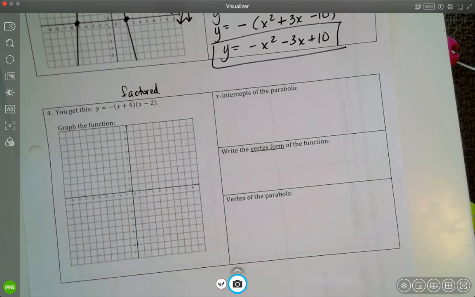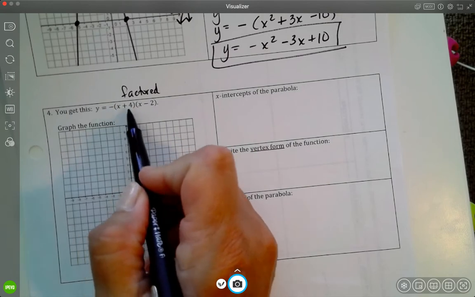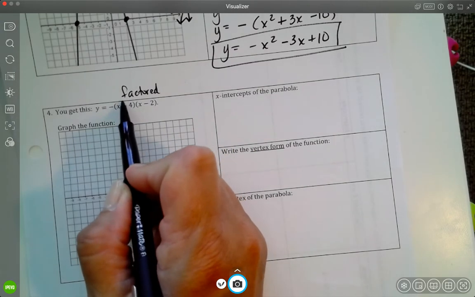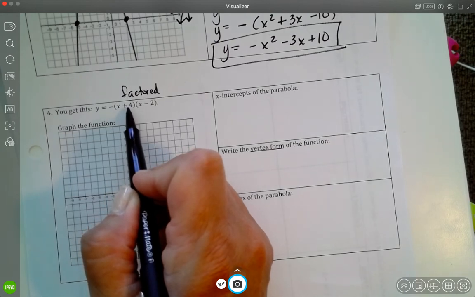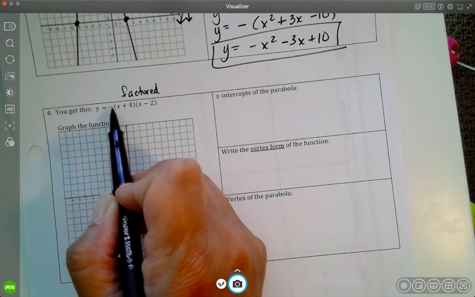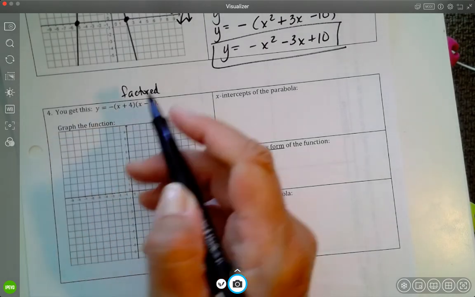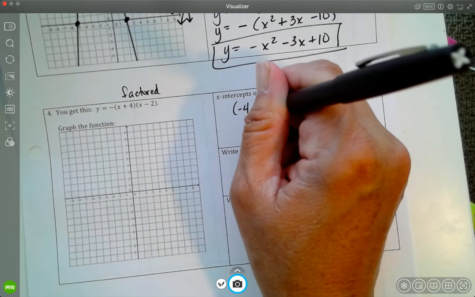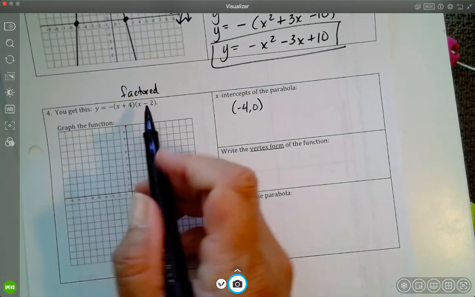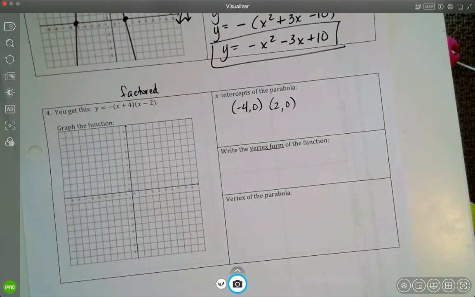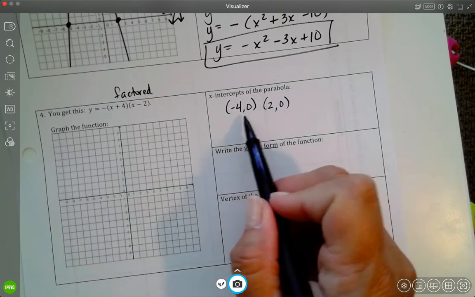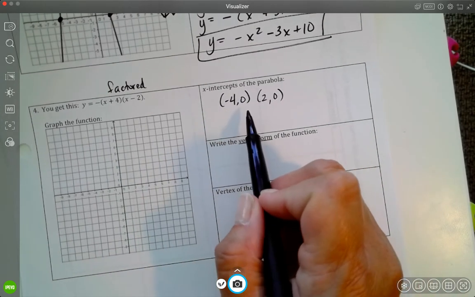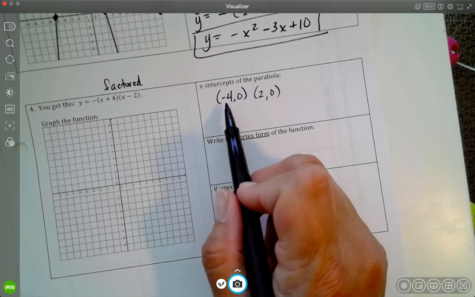So x-intercepts of the parabola are whatever's going to make this quantity 0. So -4 plus 4 would make this quantity 0. Remember, because x-intercepts happen when y is 0. So what's going to make this 0 is -4. And what's going to make this 0? 2. Okay, those are my x-intercepts. And if you write them just as numbers, that's incorrect. You actually need to write them as ordered pairs. Like when y is 0, x is -4. When y is 0, x is 2.